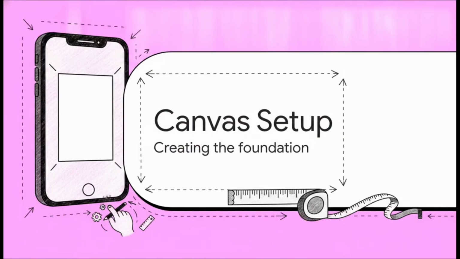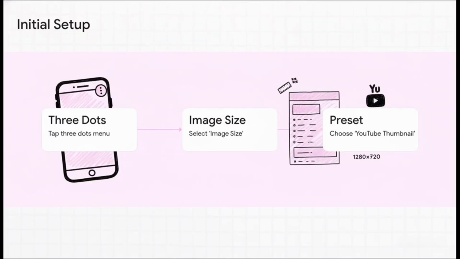All right, let's jump right into section 1, setting up the canvas, creating the foundation. Because obviously, every great design starts with getting your workspace sized correctly. When you first open up Pixel Lab, you'll see a default square shape and a default text element floating there. The source's first pro tip: delete that default text element right away so you have a truly blank canvas. From there, setting the right dimensions is incredibly easy. Just tap the 3 dots menu at the top right, select image size, and from the preset menu, simply choose YouTube thumbnail. This automatically sets your canvas to the standard 1280 by 720 pixels.